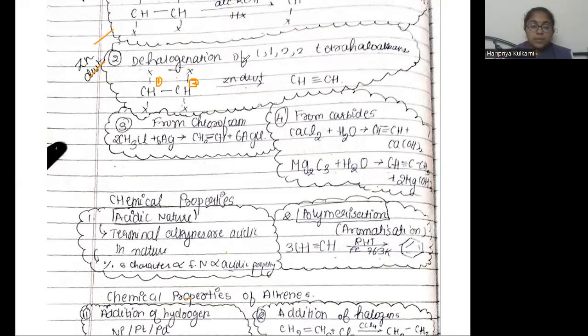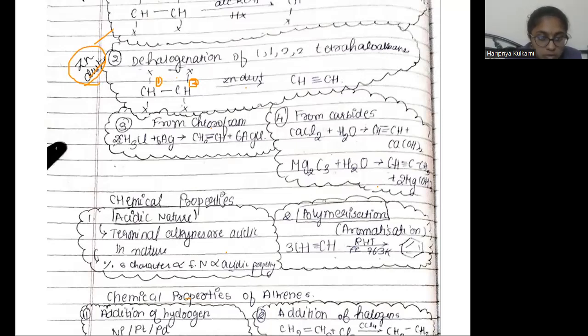It is a symmetrical compound. So if I assume this is 1, then 1 comma 1 because of two halogen atoms, and 2 comma 2 again two halogen atoms, right? 1,1,2,2-tetrahaloalkanes. So dehalogenation means removing those halogens. When I remove these halogens in the presence of zinc dust, I'll get a triple bond between the carbon atoms.